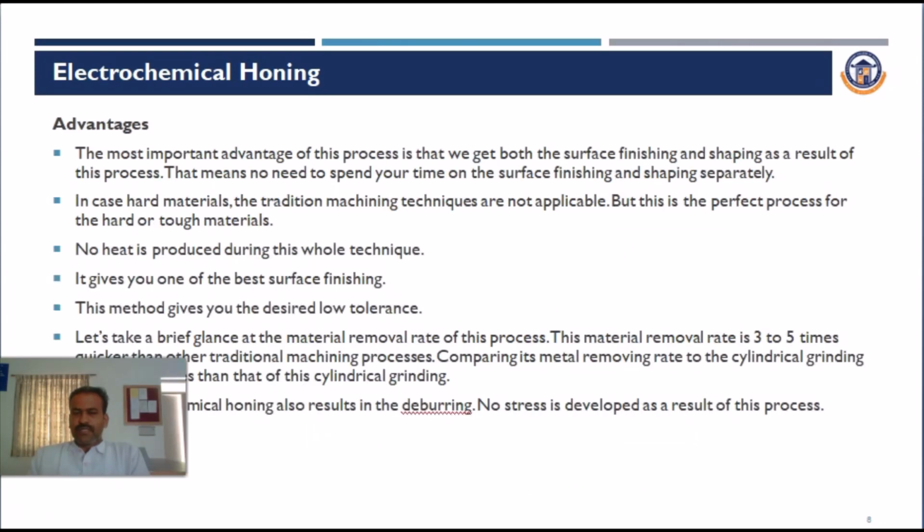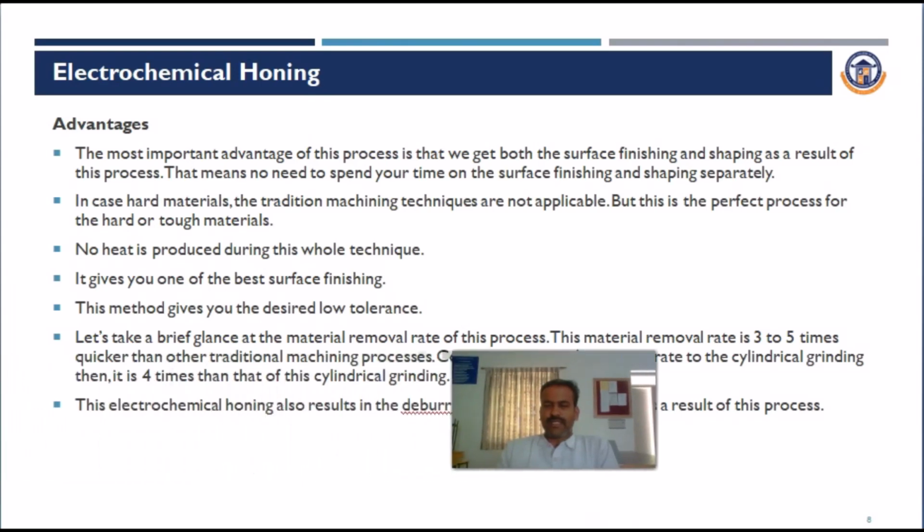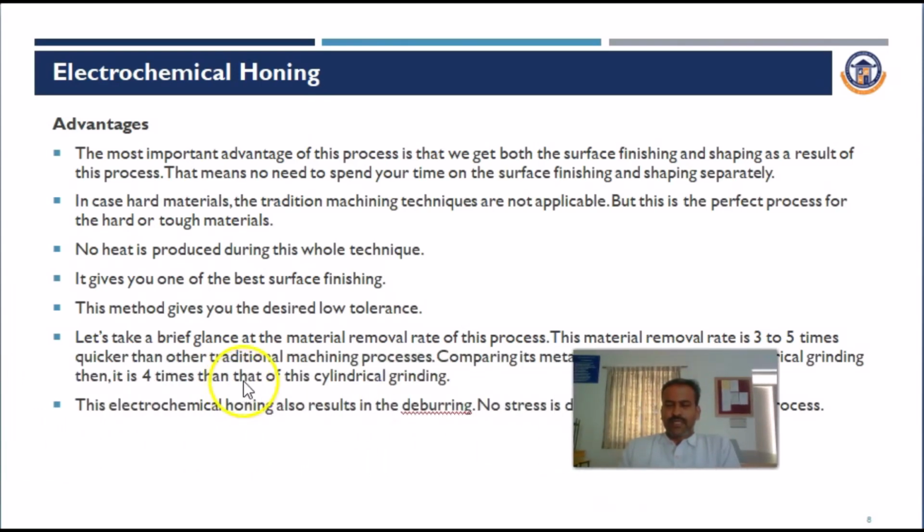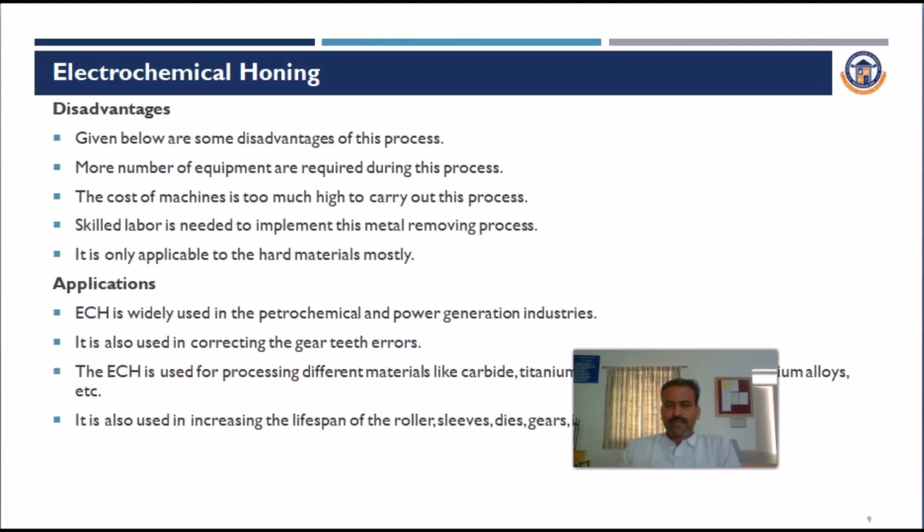These are the advantages. No heat is produced during this whole process. It gives one of the best surface finishing. This method gives you the desired lower tolerance. The electrochemical honing also results in deburring. No stress is developed in this process. The disadvantages: more equipment is required, and skilled labor is also required. It's only applicable to hard materials.